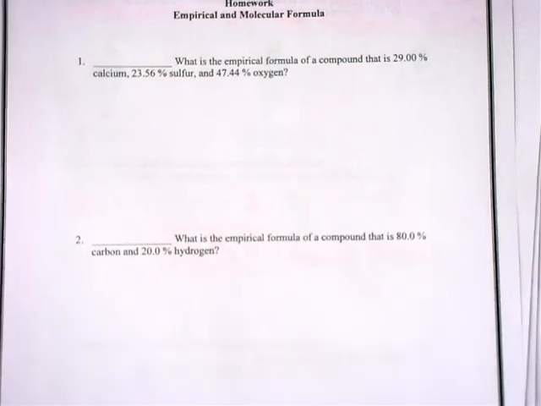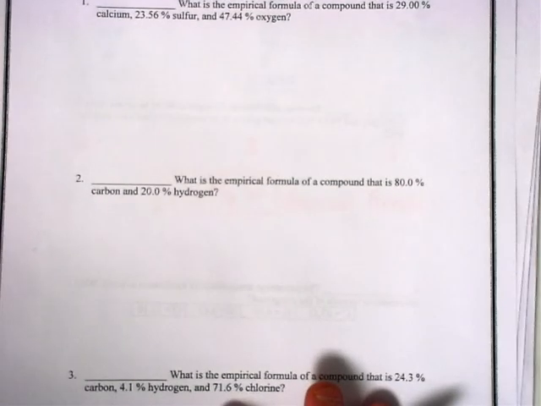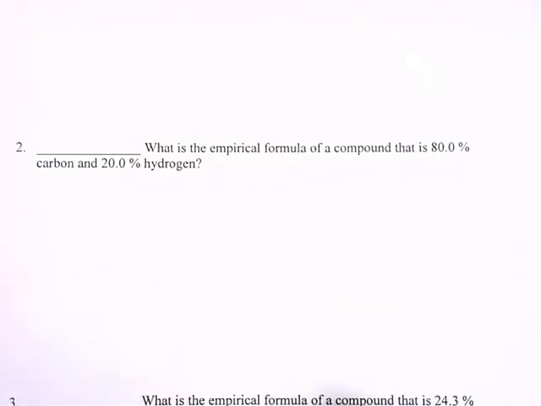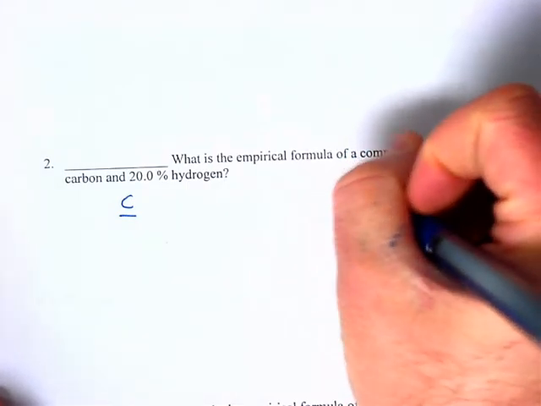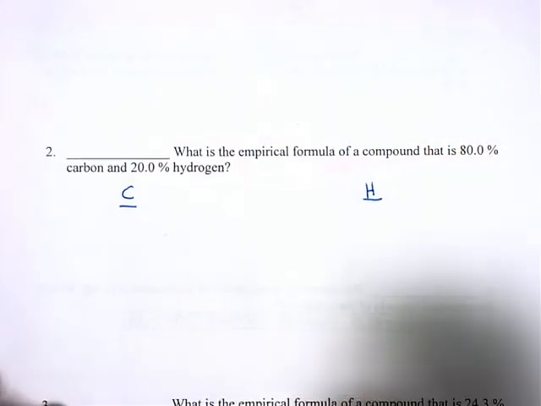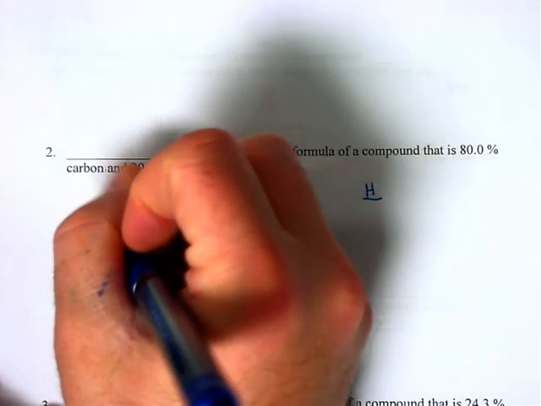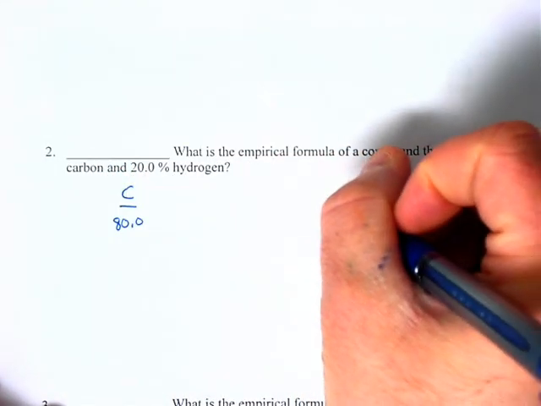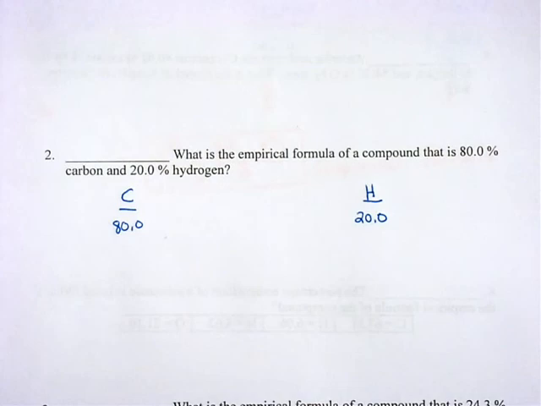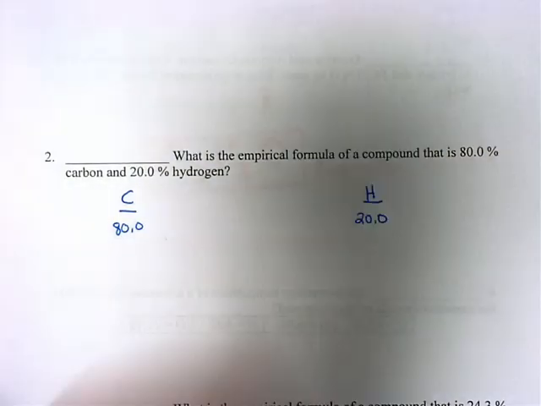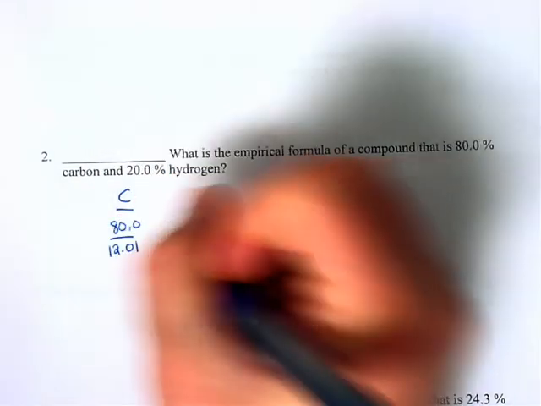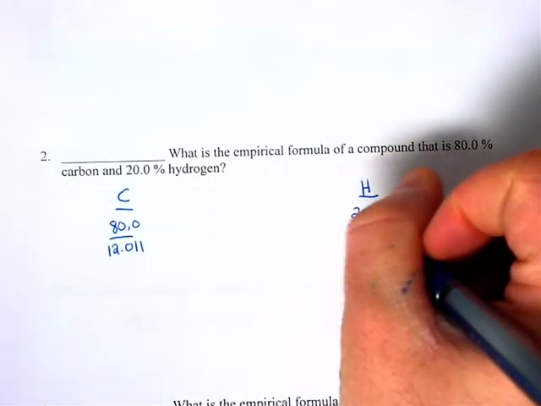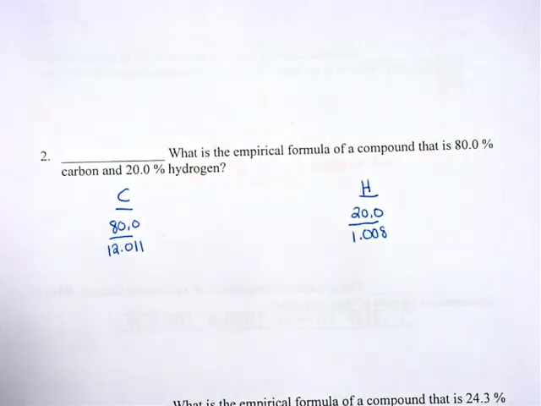So in question 2, they give you some percentages. They say it's 80% carbon and then it's 20% hydrogen. So how many different elements am I talking about in question 2? 2. So I've got to write out C, and then there's H over here. And write down their percentages. So that's going to be 80% for carbon and 20% for hydrogen. And what do I do in step 1? So divide by the mass of each of them. So that's 12.011 for carbon and 1.008 for hydrogen. So why don't you do that real quick? Let's do that.